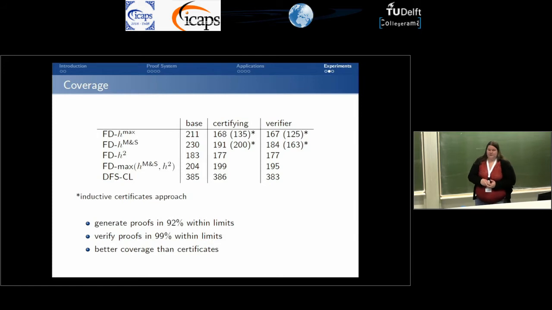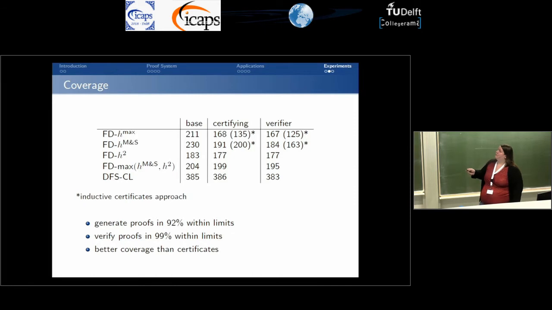And as we see, the results are actually quite promising. We can generate proofs most of the time within the same limit that we gave the planner without generating proofs, and almost all proofs we can also verify within the given limits. The numbers in brackets that you see here are the numbers for the inductive certificates, and we see that we compare quite favorably to those.